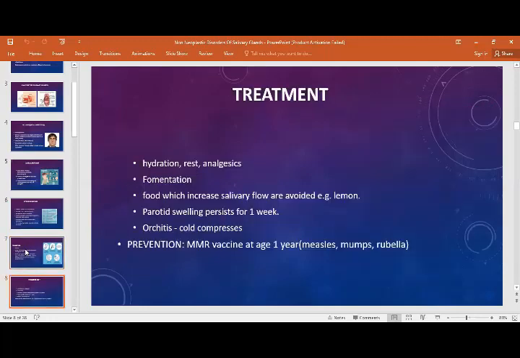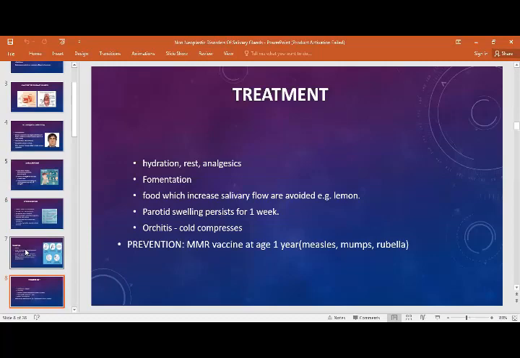Now, the treatment. Actually, this disease is most of the time self-limiting, but you can treat it with hydration and rest, and all the symptomatic treatment which we give during viral infections. Definitely, food which increases salivary flow should be avoided, because whenever more saliva is produced in our mouth, it will cause pain, and the patient would have a little pain in their parotid swelling. Parotid swelling lasts for 1 week, but you need to look for complications.